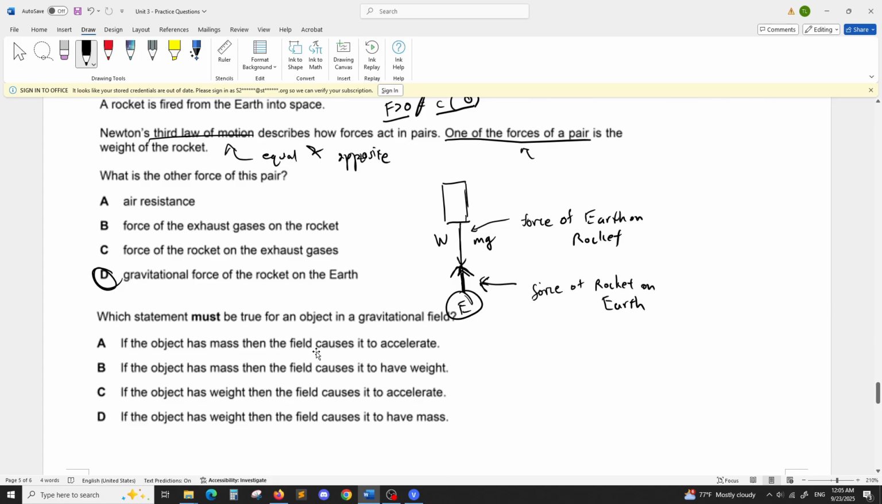Which statement must be true for an object in a gravitational field?